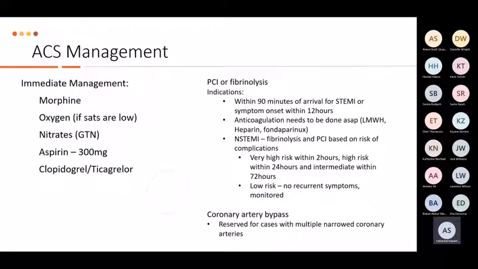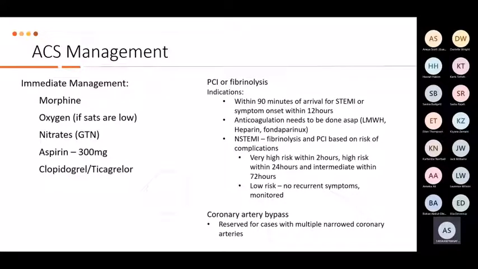Then for NSTEMIs, you can fibrinolyse them, and you can consider doing a PCI on them depending on the risk of complications. If they're at very high risk within 2 hours of developing maybe a STEMI or further complications, you'd want to think about doing a PCI within 24 hours. If it's intermediate, then you monitor them in hospital and think about doing it within 72 hours instead. And if they're low risk, you just monitor them. You can send them home and just keep monitoring them.